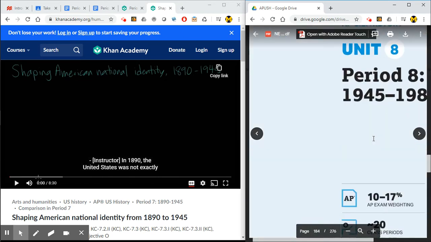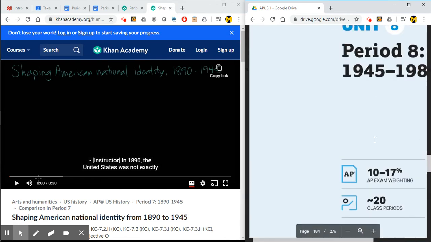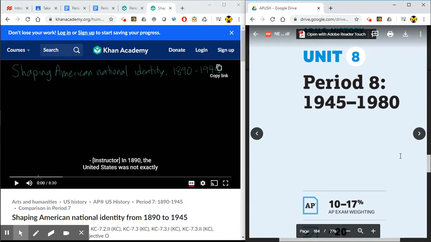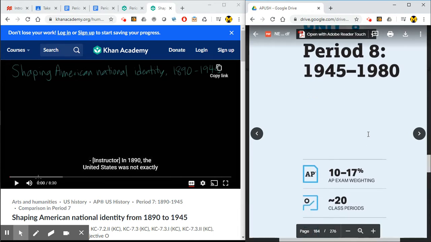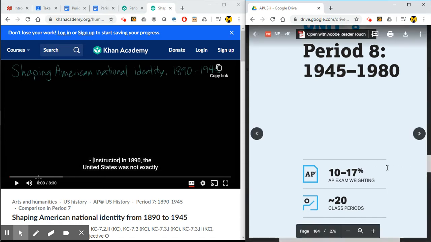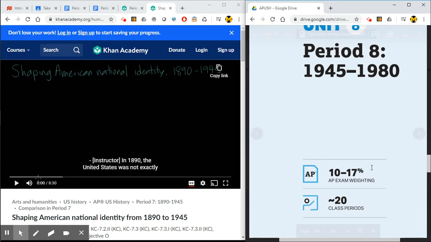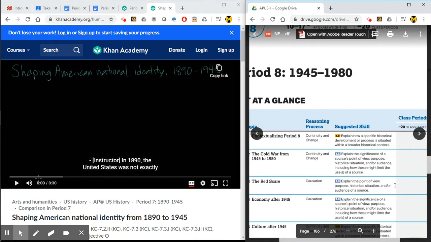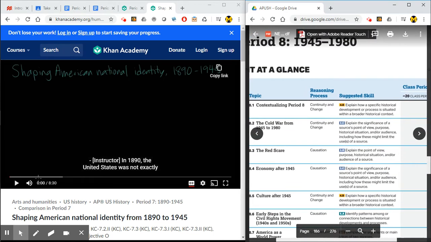Let's scroll down to period number 8. Period 8 is very similar to period 7 in that it is full of very noteworthy events. It's a pretty heavy time frame in terms of the AP exam. There's a lot of weight put on the AP exam from this period as well as period 7. So it'll be important that we get through all this stuff and that you guys stay on track with it.